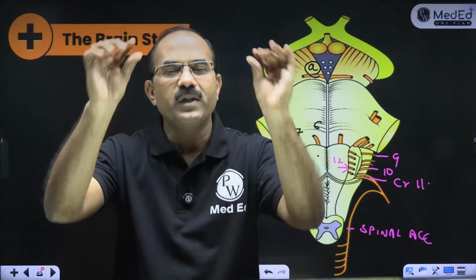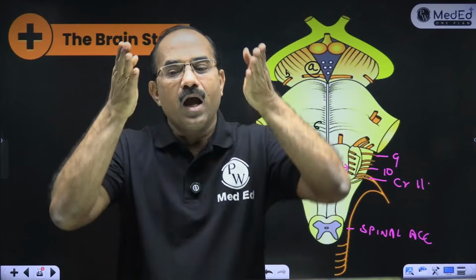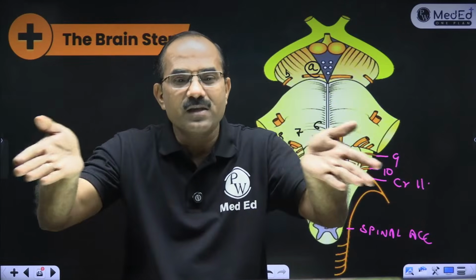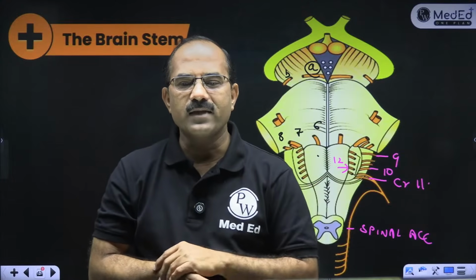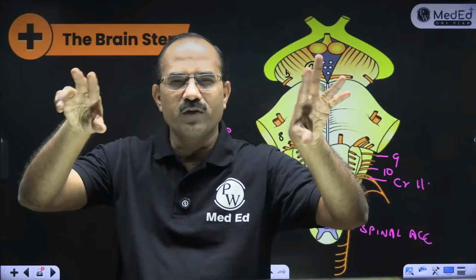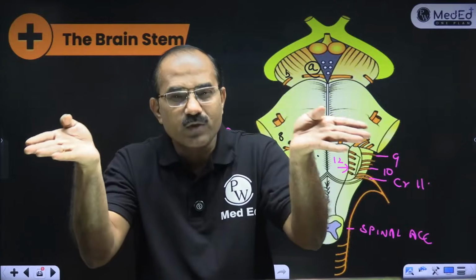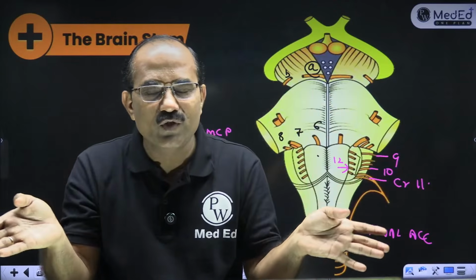So the spinal accessory enters the skull through the foramen magnum, joins with the cranial accessory, and forms a complete accessory nerve. Now how does this accessory nerve leave the skull? Through the jugular foramen, the middle compartment of the jugular foramen, along with the 9th and 10th cranial nerves.